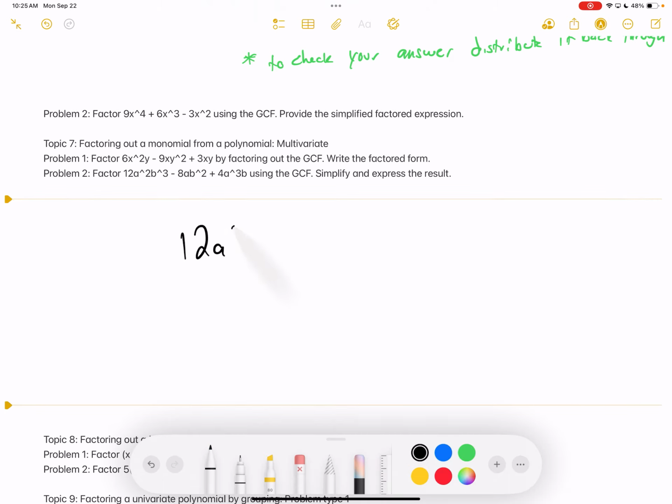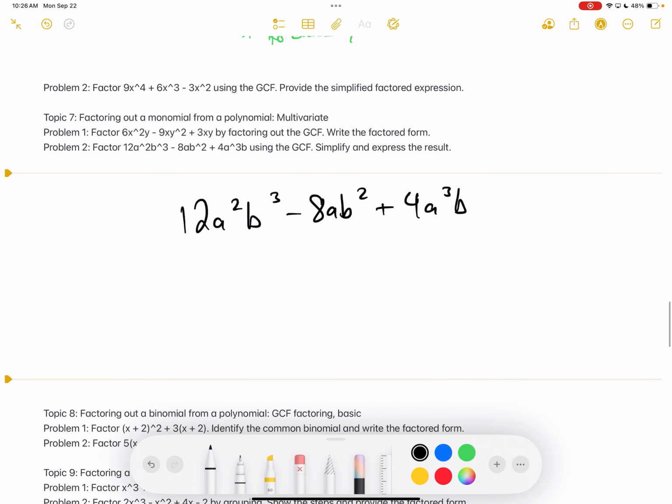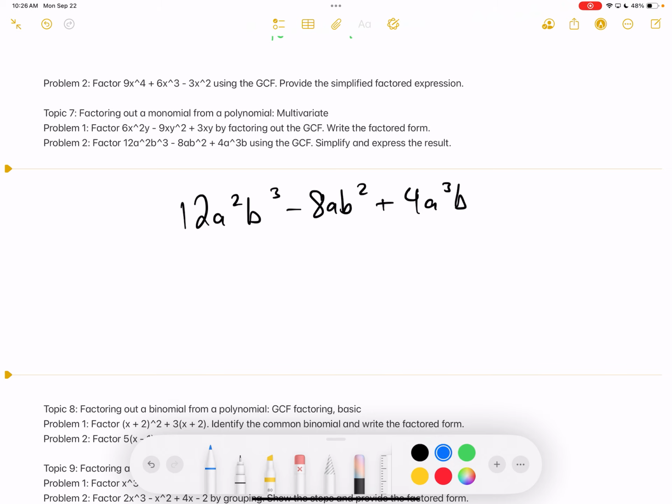So here, 12a squared b cubed minus 8ab squared plus 4a cubed b. All right, so just do it one step at a time. 12, 8, and 4. The biggest one I can take out is 4, right? I got 2 a's, 1 a, and 3 a's, so the most a's I can take out is 1. My b's, I have 3, 2, and 1. So the most b's I can take out is 1.